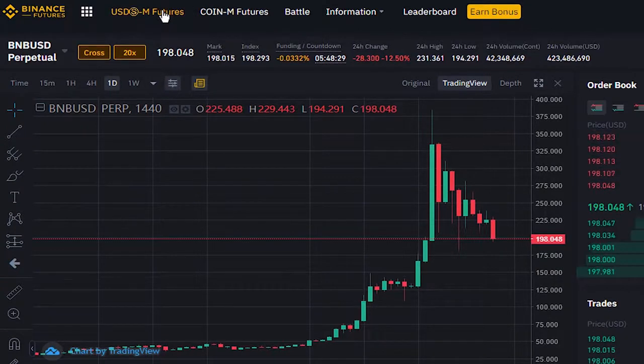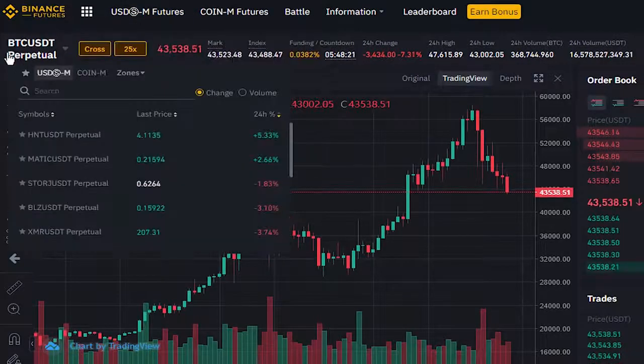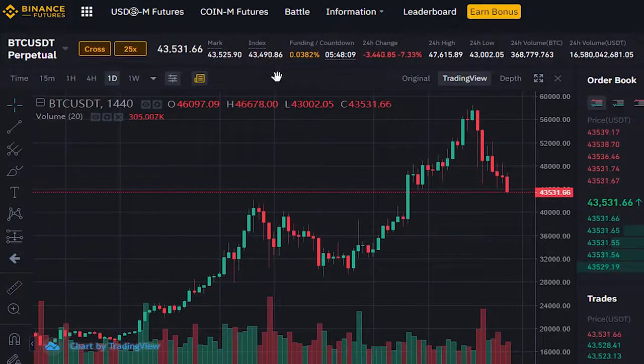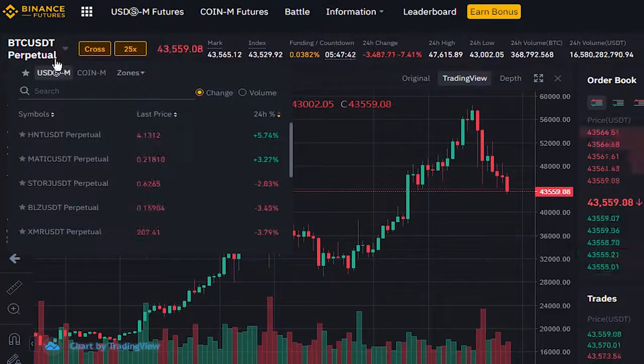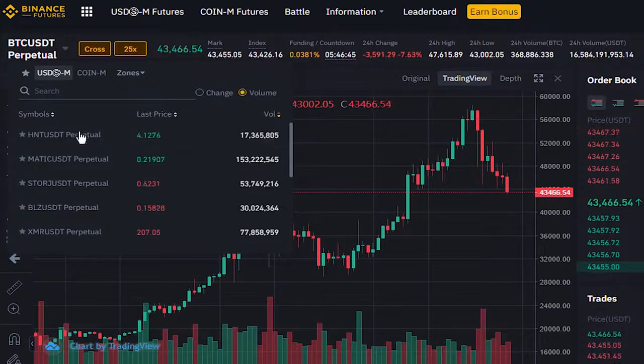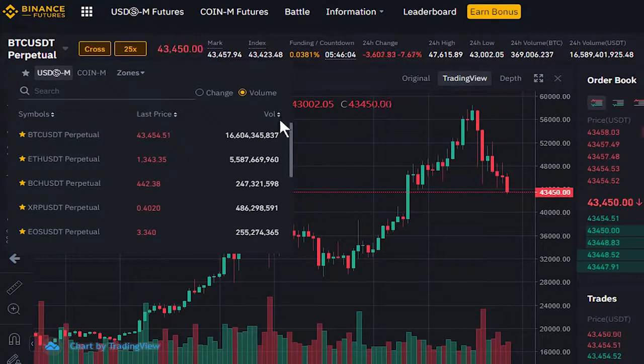Let's switch to USD-M futures. And as you can see, BTC USDT perpetual contract is already selected. BTC USDT perpetual contract has the highest trading volume among any other contract traded here on Binance. Let me show you. Here by selecting USD-M, we filter the results and limit them to show only USD margin futures. And here change is selected, which is sorting of the contracts based on percentage of change in the past 24 hours. And by selecting volume, we can sort this list based on the trading volume they had in the past 24 hours. Here I select this small button to show the highest volume first.